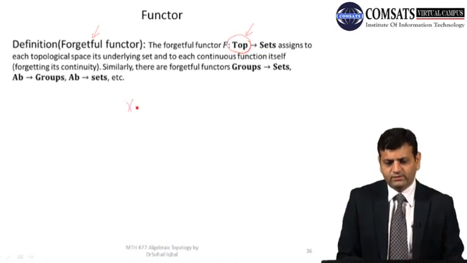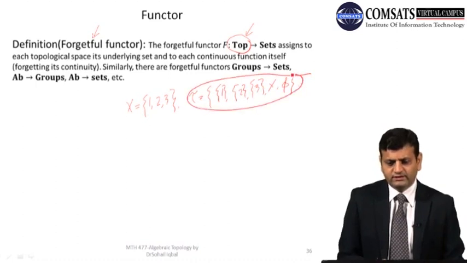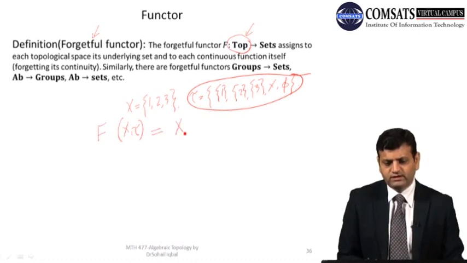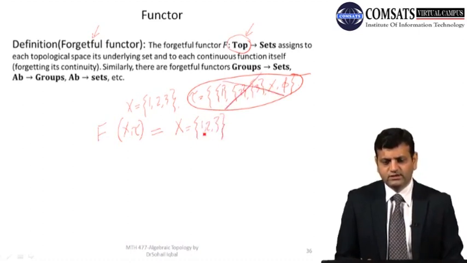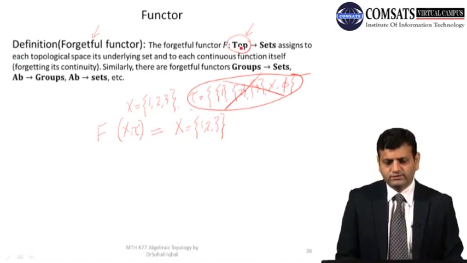For example, if we have a topological space with X equal to {1, 2, 3} and open sets, let's say just the singletons, X and the empty set phi, then it will forget this tau part, and this topological space (X, tau) under this functor F will just be mapped to the set X, which is just the set {1, 2, 3}. So it is forgetting the topological structure of this topology.